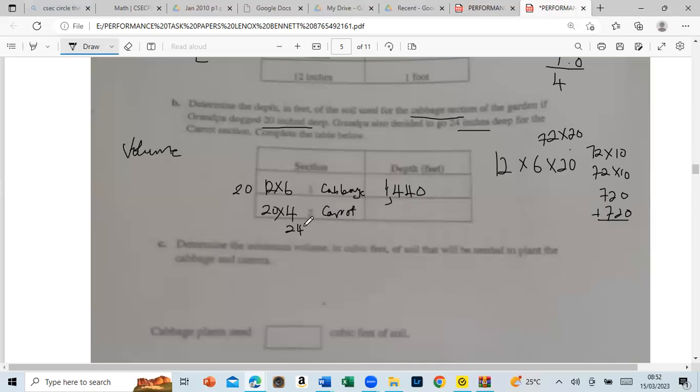And for this one now, the area would be 80 times 24. So we just add a 0 across. 8 times 4 is 32. 8 times 2 is 16, and 3 is 19. So that gives 1,920.